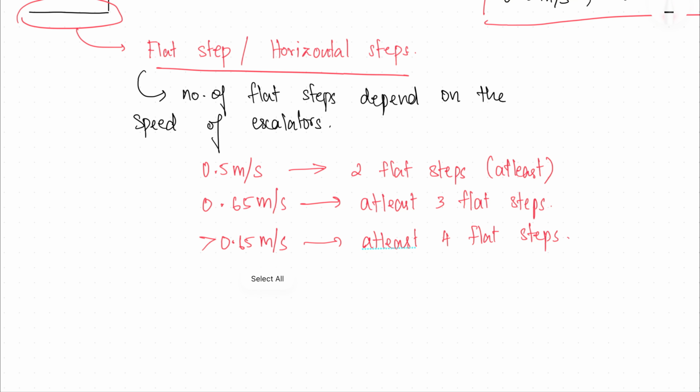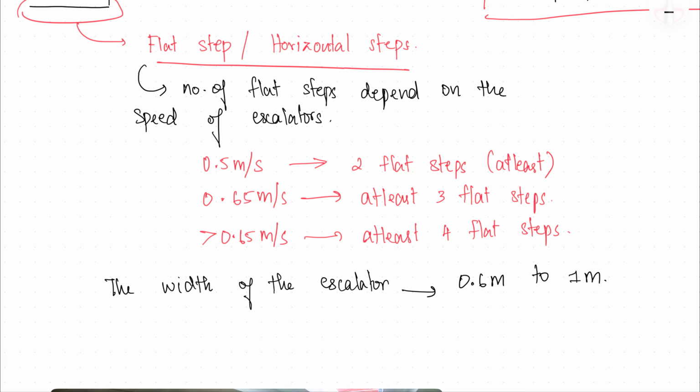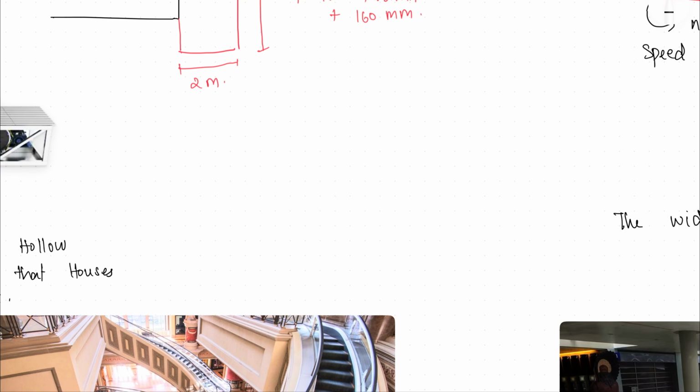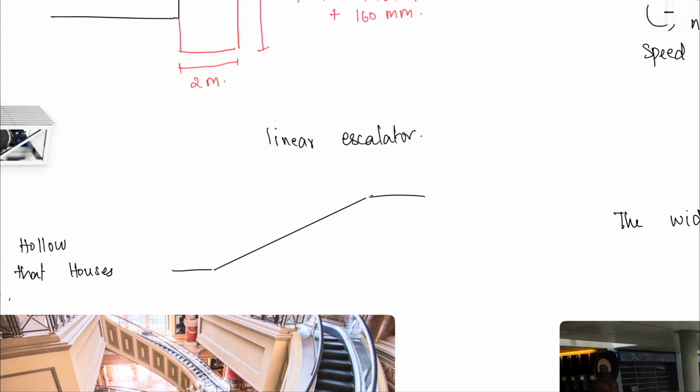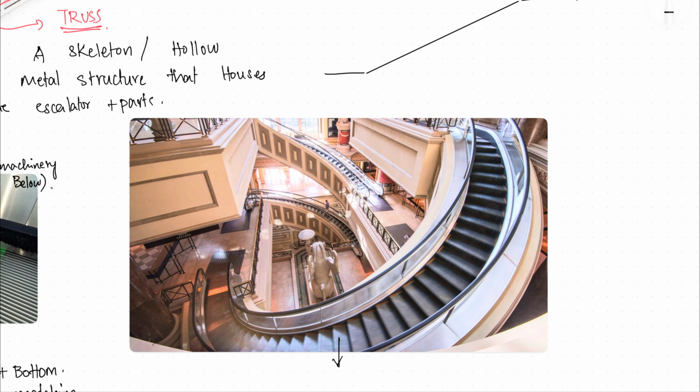Okay, now your width, right? The width of the escalator can range from 0.6 meter to 1 meter. Okay, so these are the different dimensions of an escalator. Now if you see different types of escalators, you have the common one that is mostly seen almost everywhere, which is your linear escalator, which is nothing but goes in a straight way. But there are also different types. This is a spiral escalator.